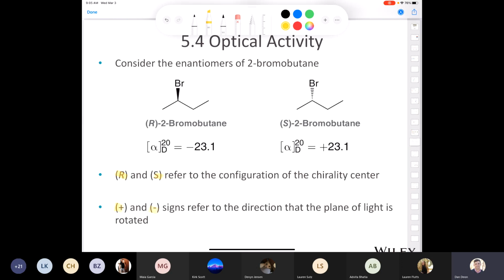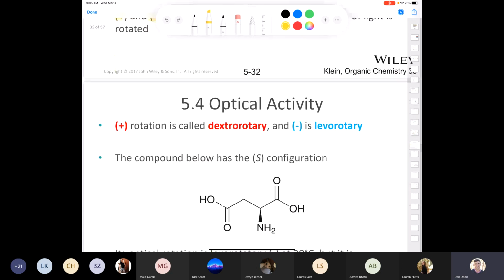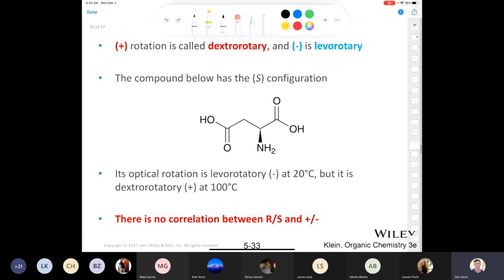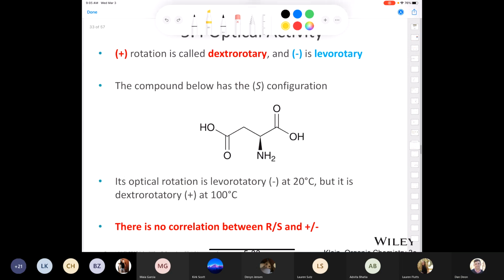You can have an R compound that rotates plane polarized light negatively and an R compound that rotates it positively. The direction that a compound rotates plane polarized light depends on a whole host of factors. Okay, it even depends on temperature. Look at this. When we have positive rotation, we call that dextrorotatory, which means to the right. When we have negative, we call that levorotatory. I will use those words, dextrorotatory and levorotatory.